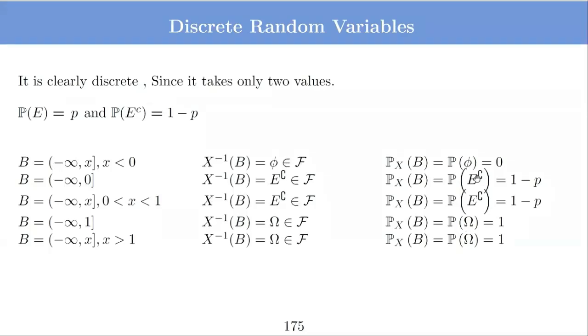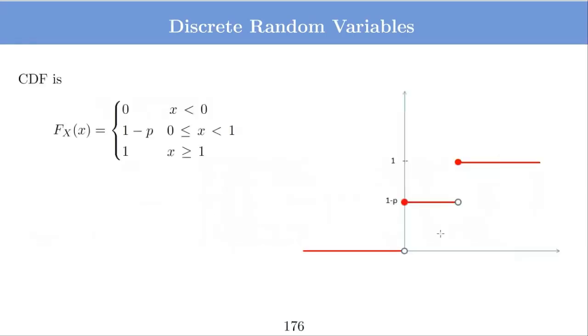Similarly, we can calculate for other values. If x is 1, then it will be 1. More than 1, it will be 1. If it is between 0 to 1 or 0, then it will be 1 minus p. So we can nicely write it in terms of x, which is also the CDF. So the CDF of x, which is the probability law of minus infinity comma x, is 0 if x is less than 0, 1 minus p if x is between 0 and 1, and 1 if x is more than or equal to 1.